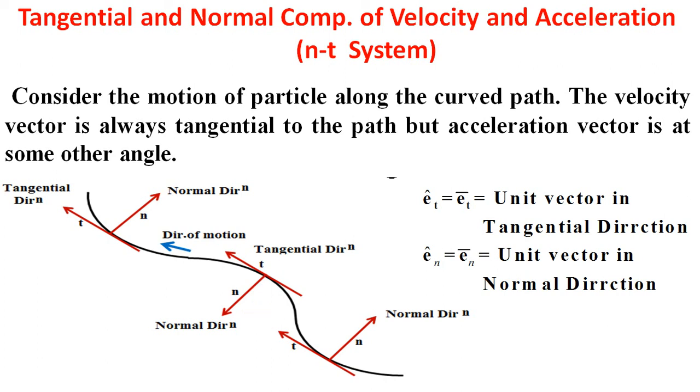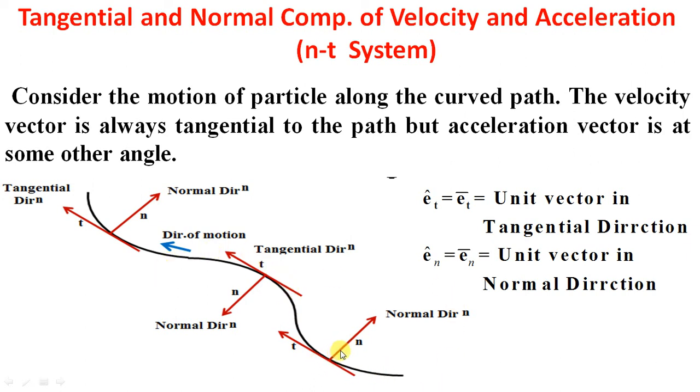Why is it 0? Because velocity is always tangential to the path. So no component of velocity is in the normal direction. But the acceleration has a different angle as compared to Vn and Vt, so its direction will be different, which we have to find out. So here this is the curved path. While traveling on the curved path, the normal and tangential components are always changing.